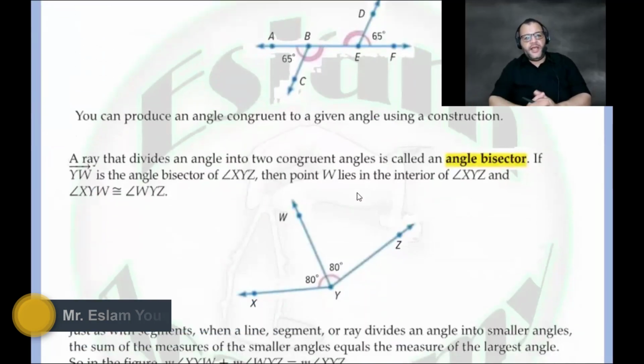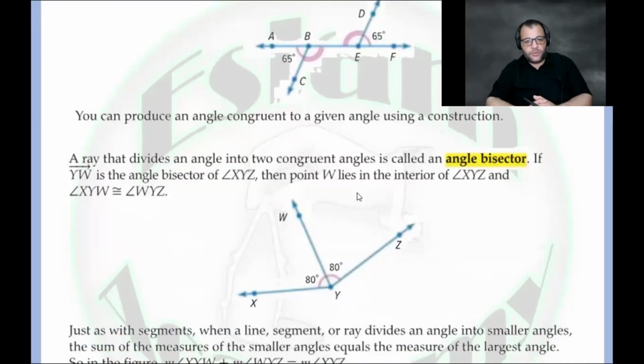Okay. So we have the angle bisector. What is the meaning of angle bisector? An angle bisector is a ray drawn starting from the vertex of the angle. If you draw this ray, it will divide the angle into two equal parts, like the ray that we have here, which is YW.